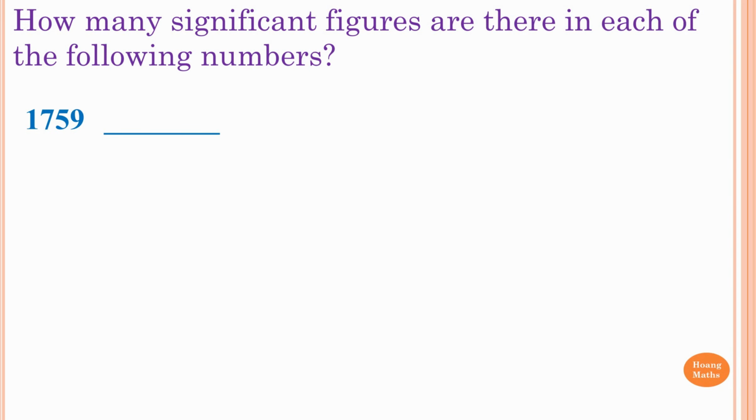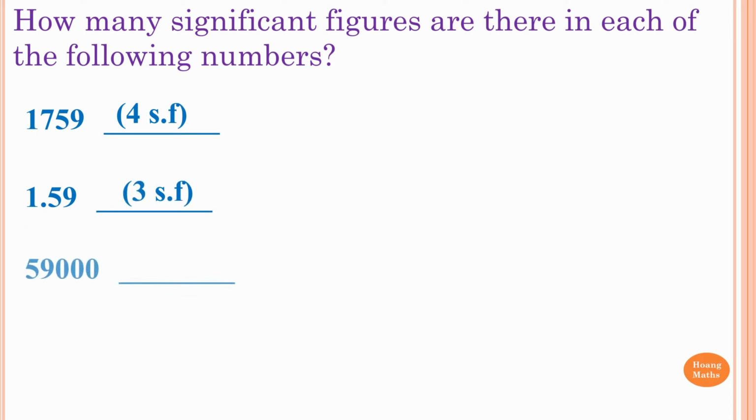First one. All non-zero digits are significant. So therefore, we count 1, 2, 3, 4. All of them are significant, which is 4 significant figures. Second one, same rule. All non-zero digits are significant. So 1, 5, 9, they are non-zero digits. Therefore, they're all significant. So we have 3 significant figures.